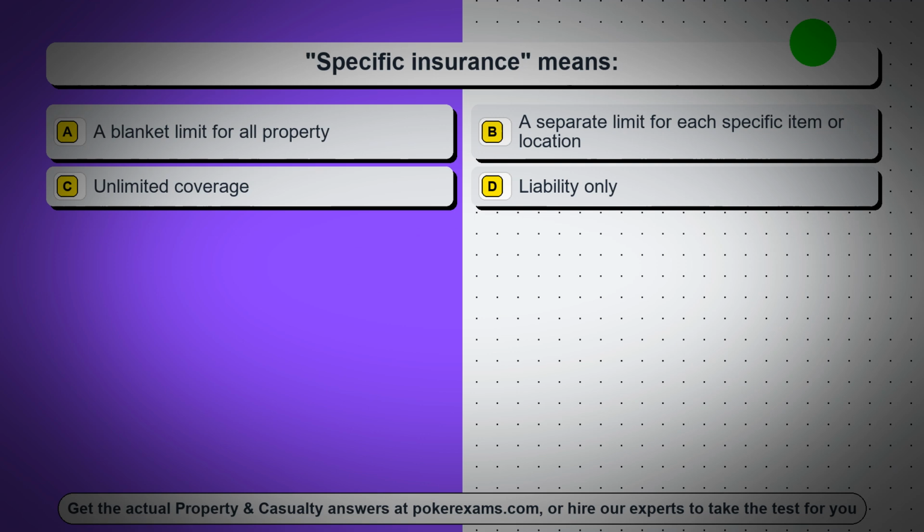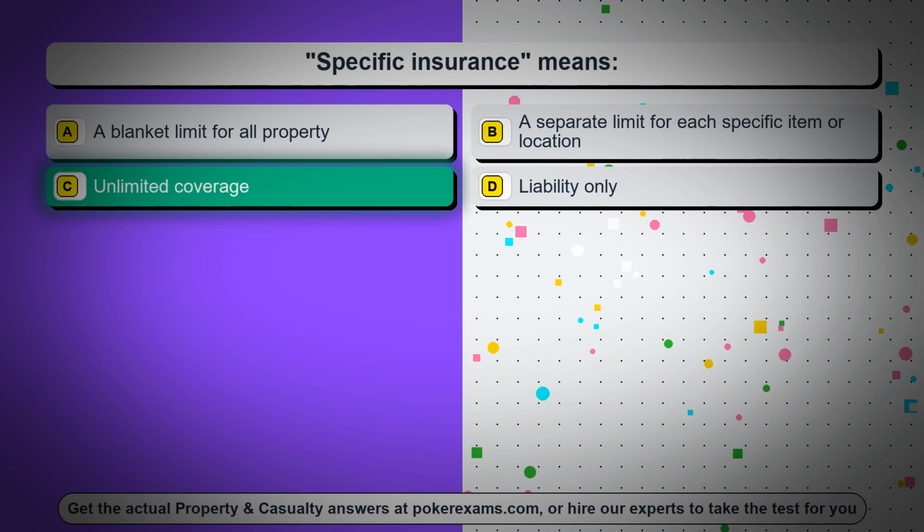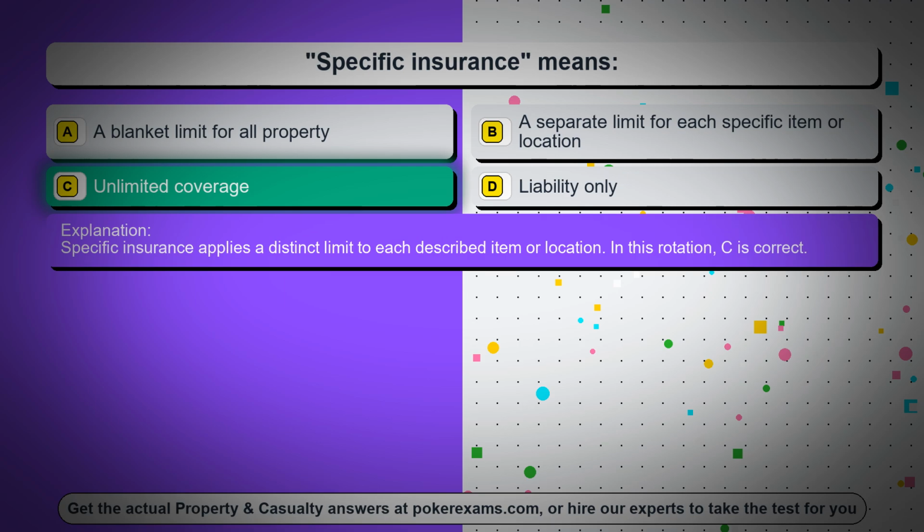Question 54. Specific insurance means, option A, a blanket limit for all property, option B, a separate limit for each specific item or location, option C, unlimited coverage, option D, liability only. The correct answer is option C, unlimited coverage. Specific insurance applies a distinct limit to each described item or location. In this rotation, C is correct.